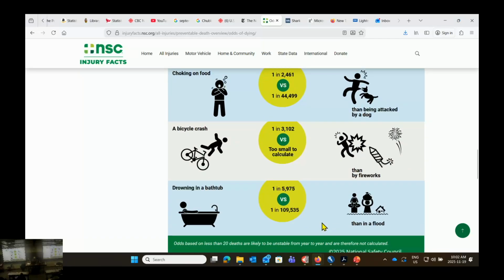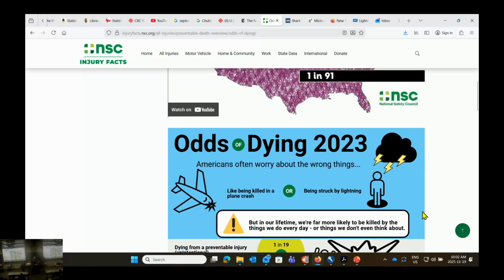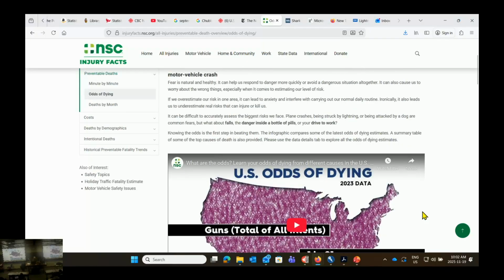So there's a bunch of them. Bicycle crash, then fireworks. Drowning in a bathtub, that's about 1 in 6,000, versus about 1 in 100,000 for being in a flood. Okay, so Professor Nika raised the question, what do these numbers mean? How do they come up with those numbers?